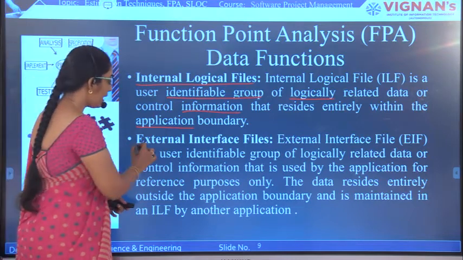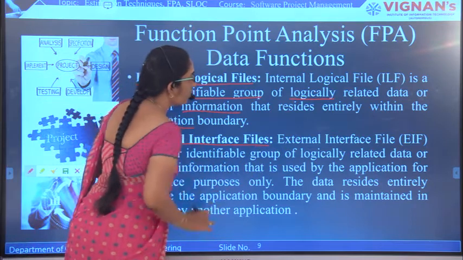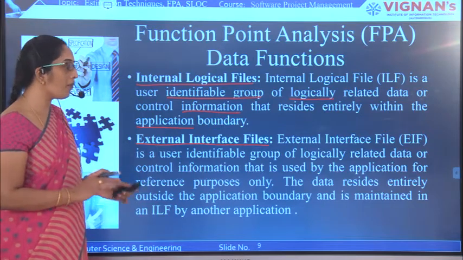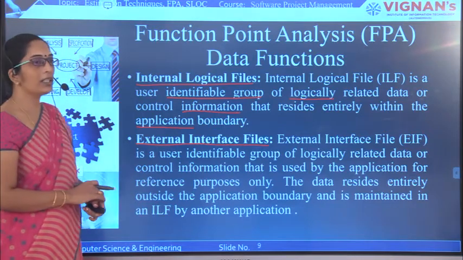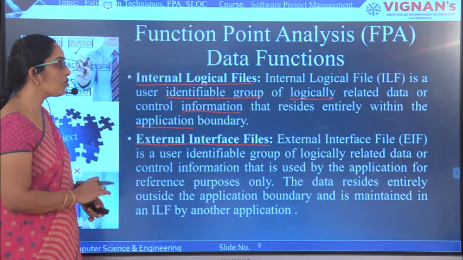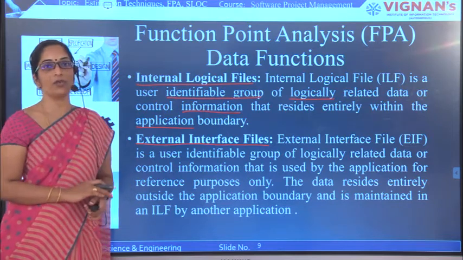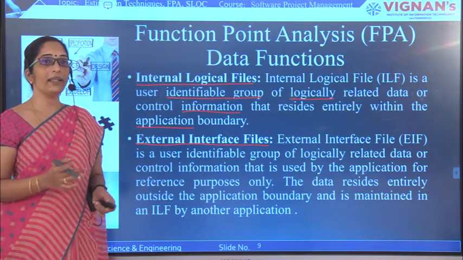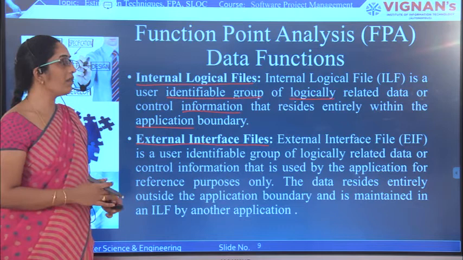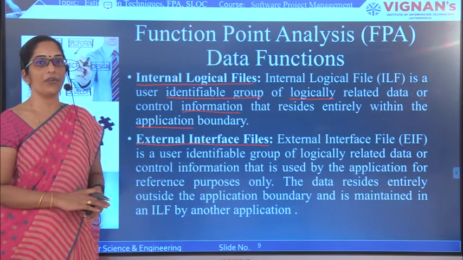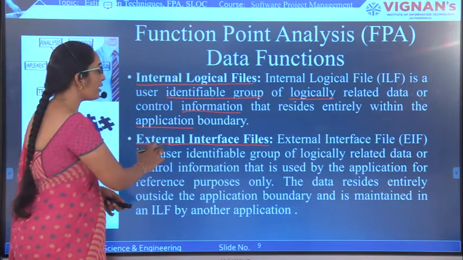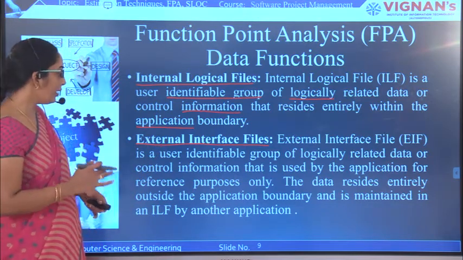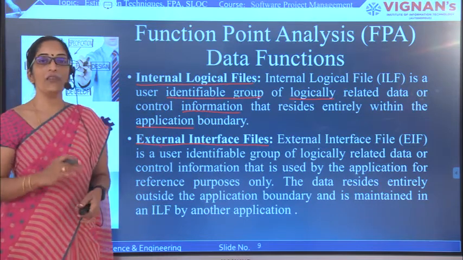The next one is external interface files, which is called EIF. It is a user identifiable group of logically related data that contains information that is used by the application for reference purposes only. So in internal logical files, the logically related data or the information resides entirely within the application boundary, whereas external interface files also consist of logically related data, and it is used by the application only for reference.